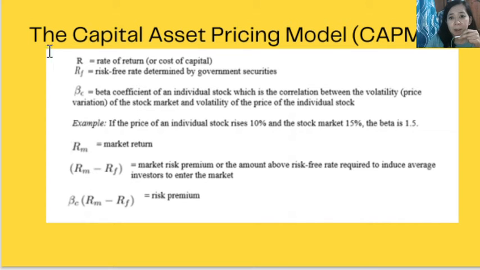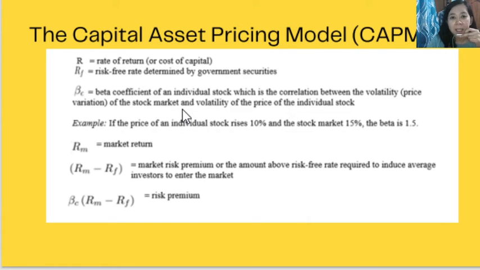When we say R, this is actually the rate of return or cost of capital in the capital asset pricing model. R sub F is the risk-free rate determined by the government securities. Basically, this variable is normally given. Then our beta coefficient of an individual stock is the correlation between the volatility, which is the price change or variation of the stock market, and the volatility of the price of the individual stock.